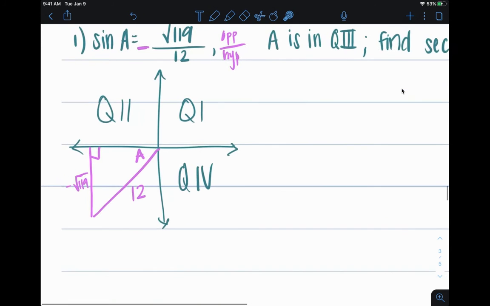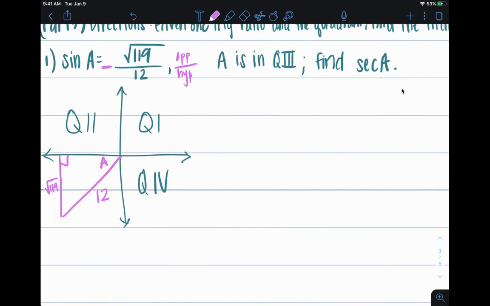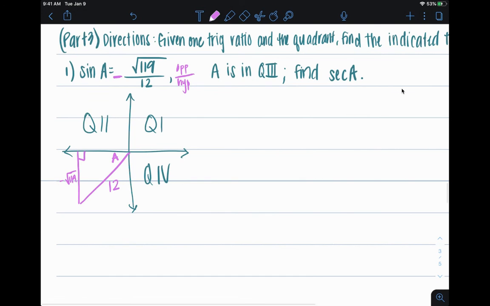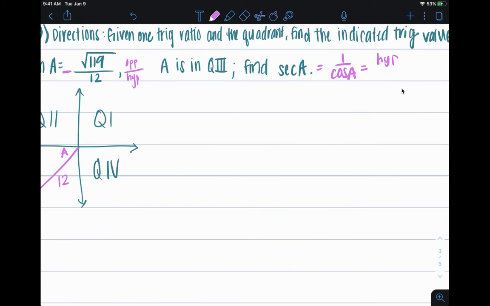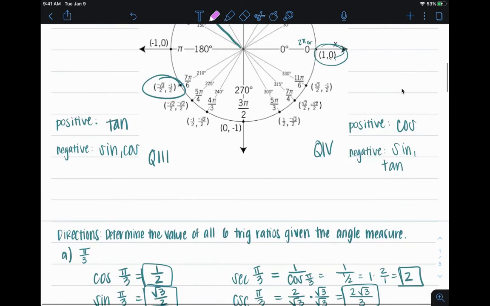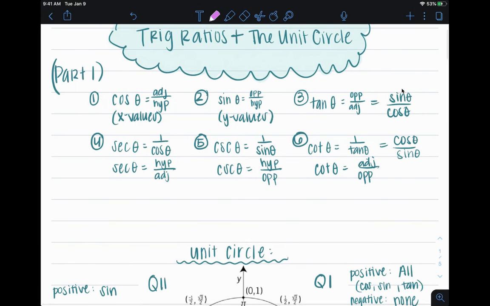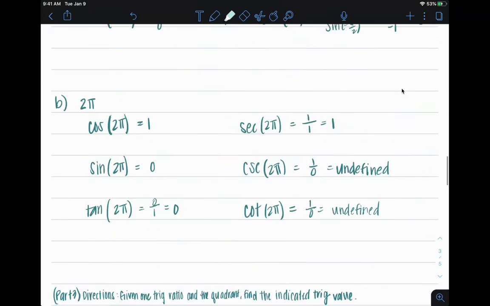Okay, so now we want to figure out secant of A. We know secant is 1 over cosine of A, which means we're looking for our hypotenuse over adjacent. So remember, let me scroll up for you. Sorry, this is going to be a lot of scrolling. Remember that we're trying to find the secant of something. So we know it's 1 over cosine, or the hypotenuse over the adjacent, the reciprocal of our cosine ratio. So hypotenuse over adjacent, let's figure that out in this problem.